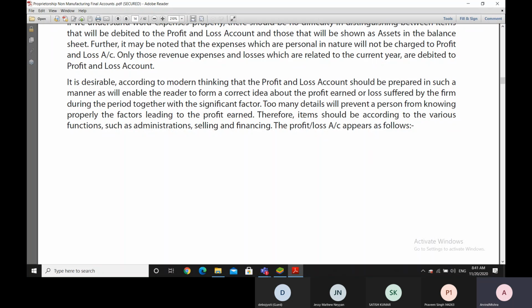what is done is that we categorize the items of expenditure in various categories in the profit and loss account, like administrative expenditure, selling expenditure, and finance expenditure. This categorization is made to indicate to the reader the broad heads, the broad categories under which the expenditure is being made and debited.